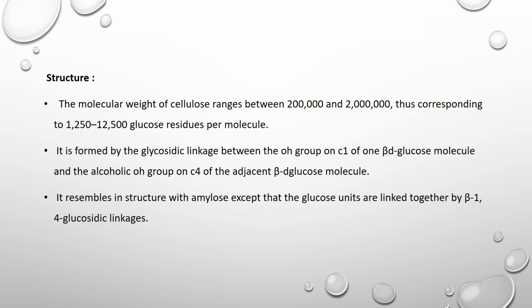Structure. The molecular weight of cellulose ranges from 20,000 to 2 lakhs. That is, it contains 1,250 to 12,500 glucose residues, formed by means of glycosidic linkages. Two beta D glucose molecules are joined together, producing the cellulose.